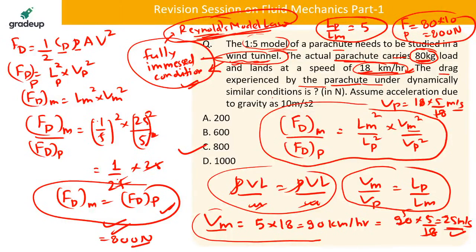In the Reynolds model law, whether it is a wind tunnel or a parachute, both are tested in air, which will have the same density and the same viscosity. That will get cancelled out. Only the relation between model and prototype remains.